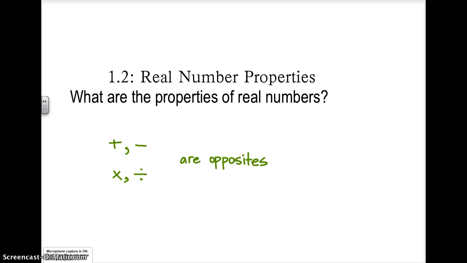The first 4 properties we're talking about are the identities and the inverses. Okay? Identity, the reason it's called an identity is it returns the same number. So the additive identity equals 0. The reason it equals 0 is because any number x plus 0 will always equal x. You get the same number back.